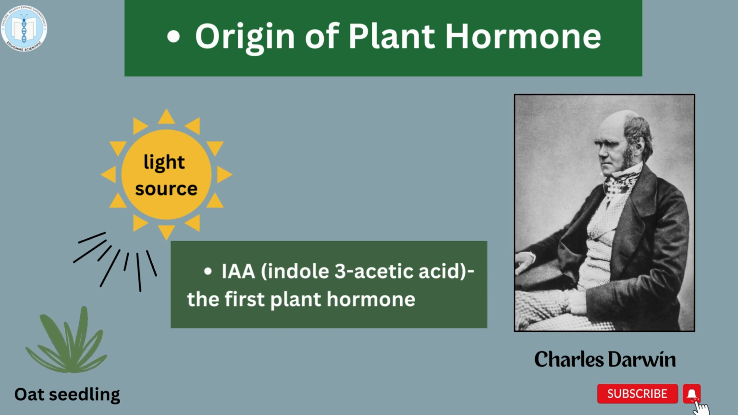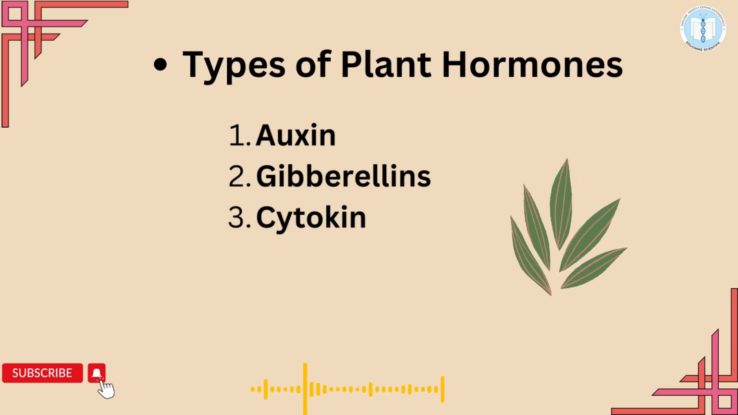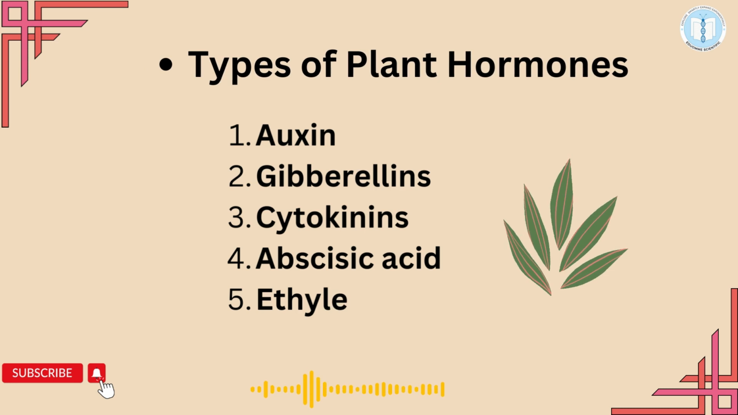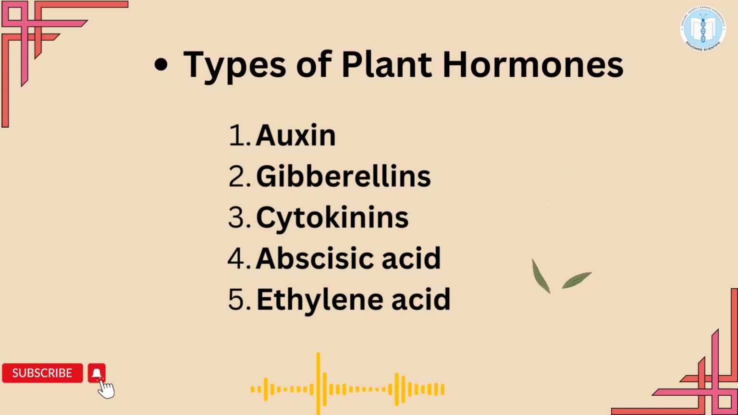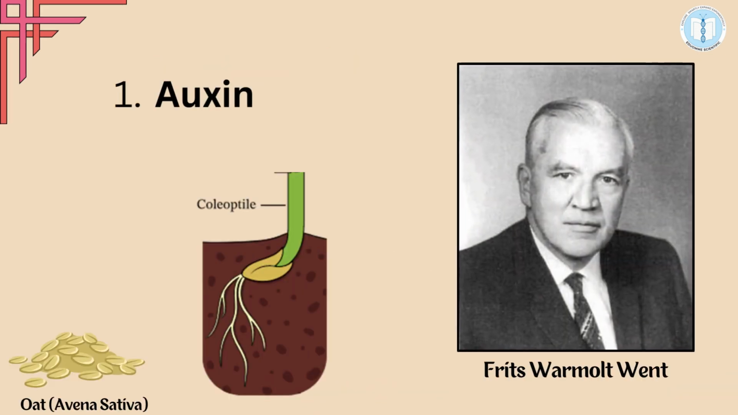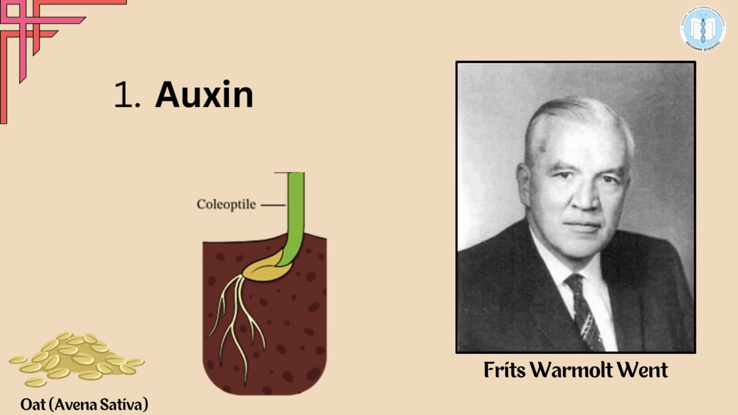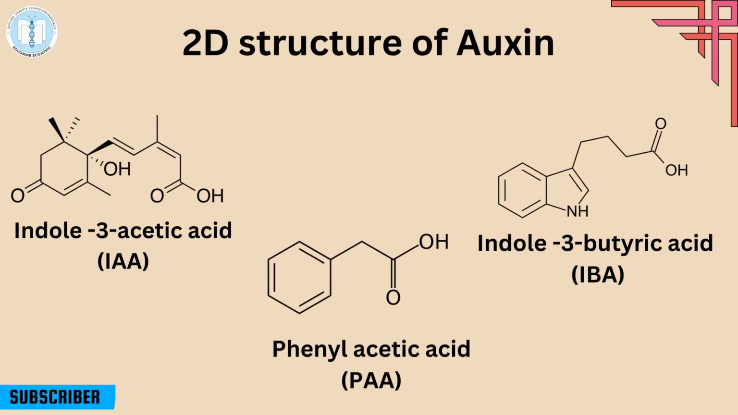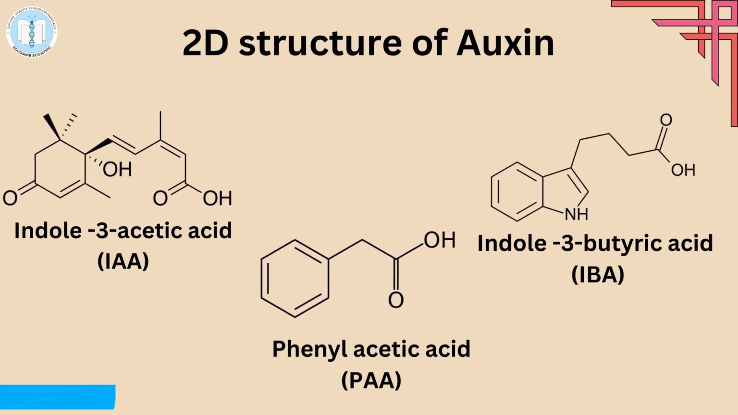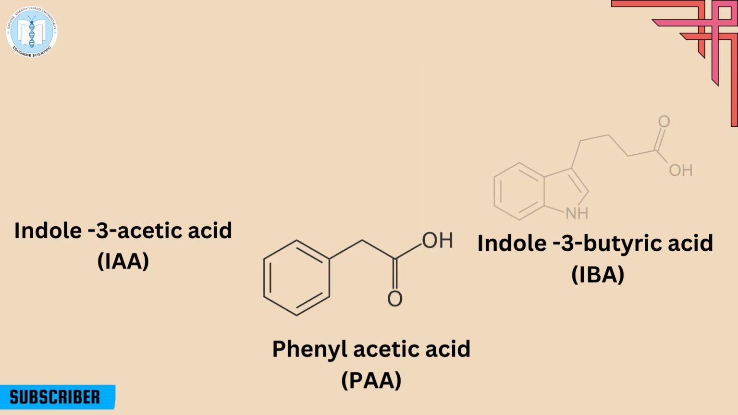Based on function or chemical structure, there are five major groups of plant hormones, of which four will be discussed here. These groups are auxins, gibberellins, cytokinins, abscisic acid, and ethylene. Auxin, the first hormone, was discovered by Fritz Went as a growth promoting chemical in the tip of oat coleoptiles. Various naturally occurring auxins are known, namely IAA, that is indole 3 acetic acid, IBA, that is indole 3 butyric acid, and PAA, that is phenyl acetic acid. There are more than 200 auxin analogues with different chemical structures known to have the common auxin activity.